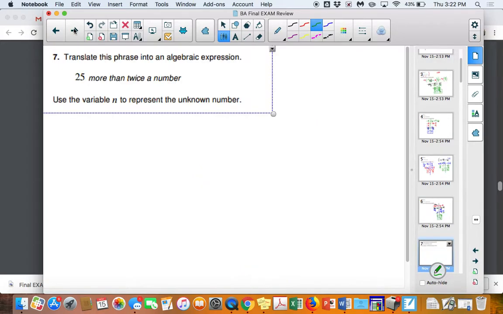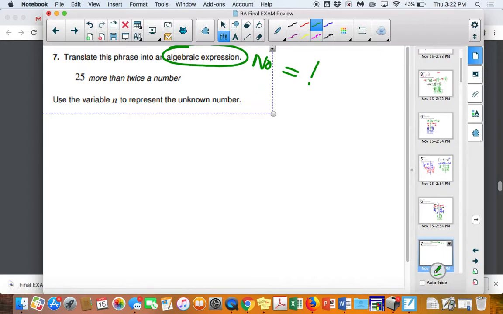Okay? Going to the next one. Translate this phrase into an algebraic expression. 25 more than twice a number. Now notice, there is no is. And it didn't say translated into an equation. Y'all, it said an expression. So that is no equal sign. Don't try to put an equal sign if it's not an equation. So you're just doing algebraic expression.